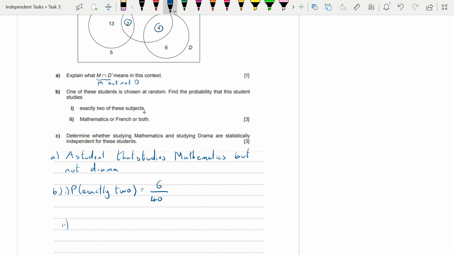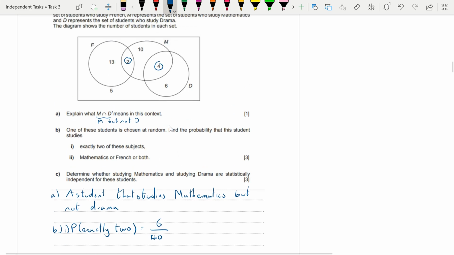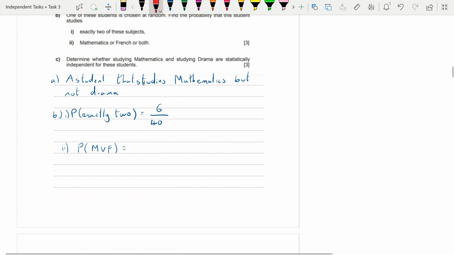For the next one, I want maths or French or both. Now, if I'm reading that, that's the same as me writing maths union with French. So I want maths or French or both. So maths or French would be the 10, the 13, and the 4, and or both is the 2. So that would be the union between all of them. So what I'm going to do is add up all these numbers. So I've got 15, 19, so 29. So I end up with 29, and again, over 40.